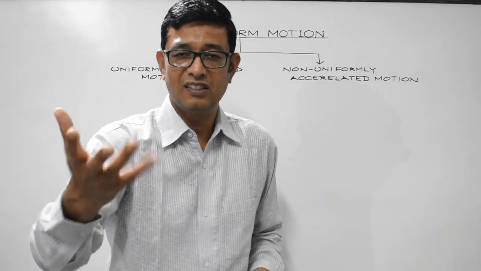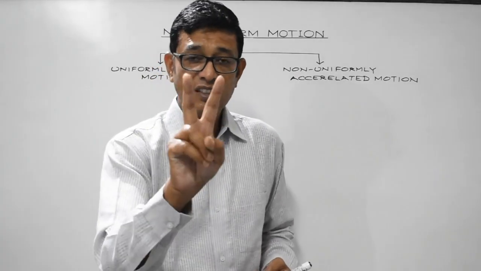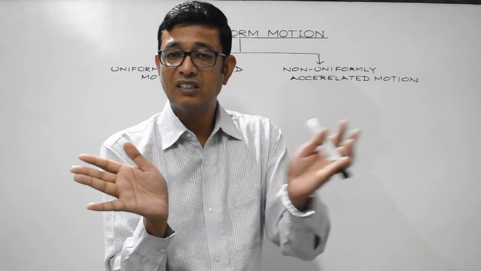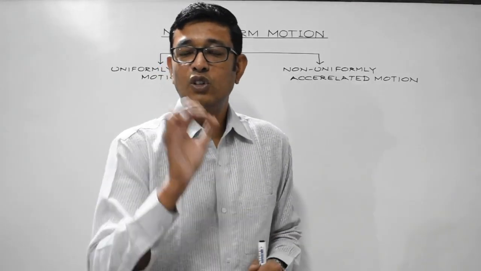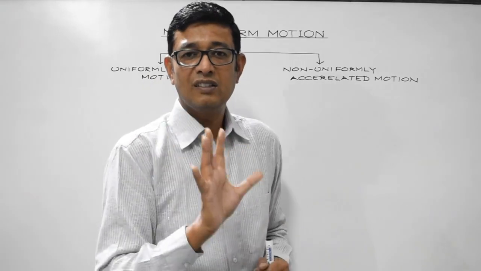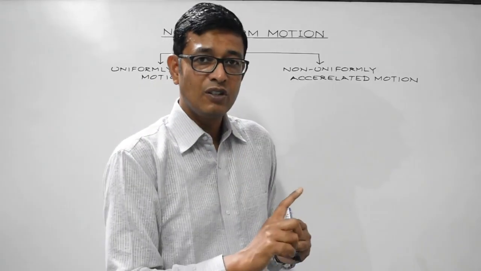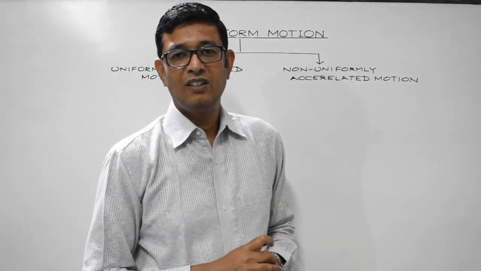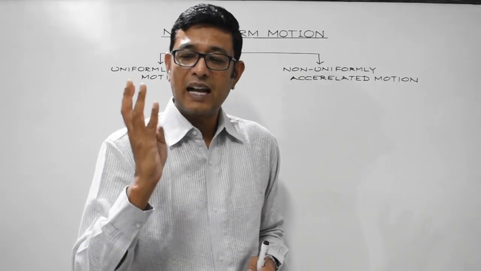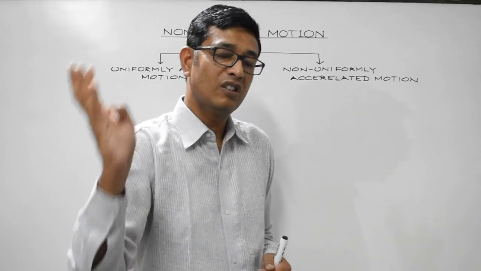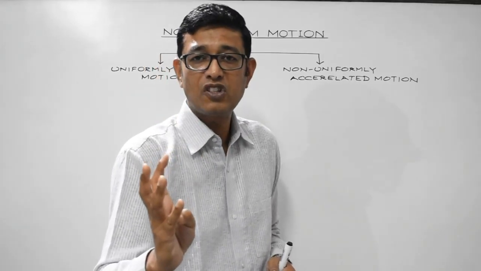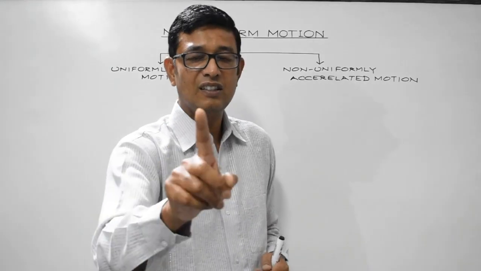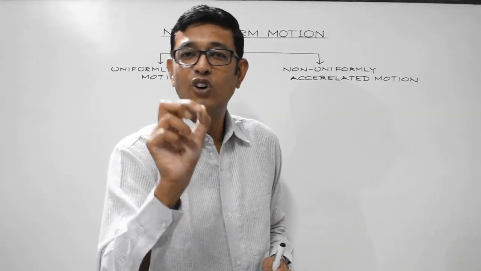It varies. Velocity, being a vector quantity, possesses two parts: one is the magnitude, the other is the direction. So in order to change velocity, either magnitude or direction or both can be changed. Even if the magnitude of the velocity changes, or the direction of motion of the body changes, or both change, then the body is said to have non-uniform motion.